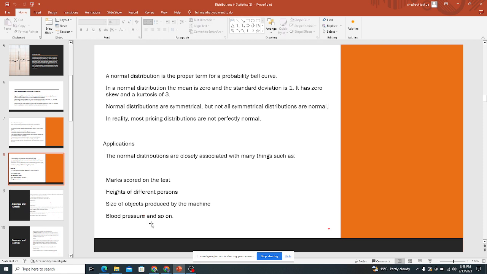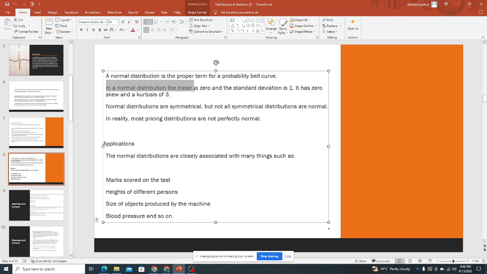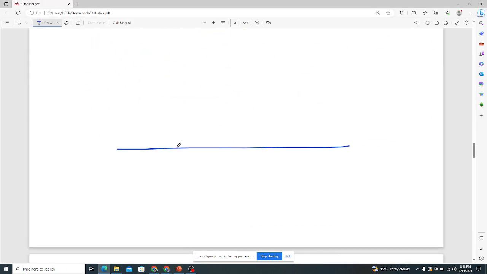Maybe during our practical sessions we'll do some practicals to illustrate that. Okay, so we were saying that in a standard normal distribution the mean is 0 and the standard deviation is 1. This is a standard normal distribution. And its skewness is 0 and a kurtosis of 3.